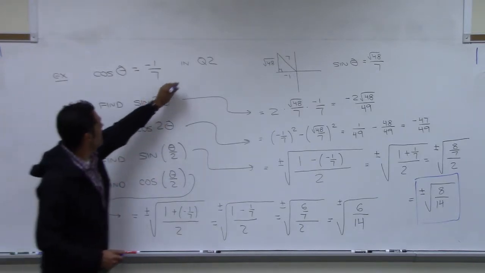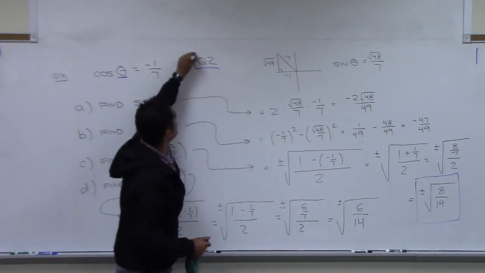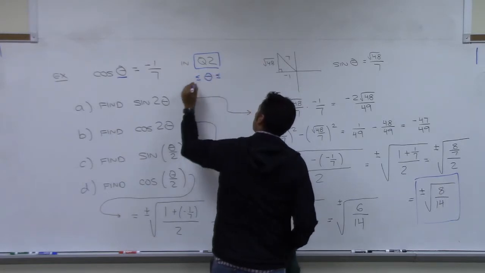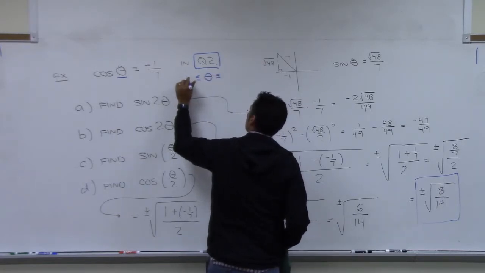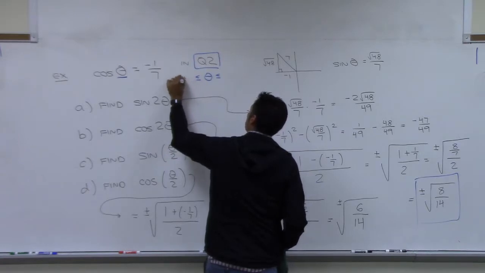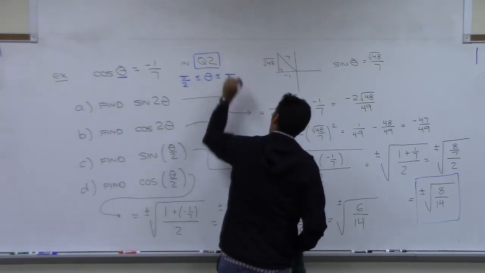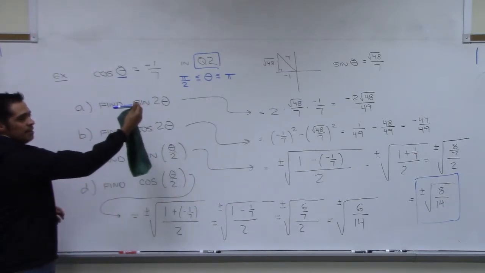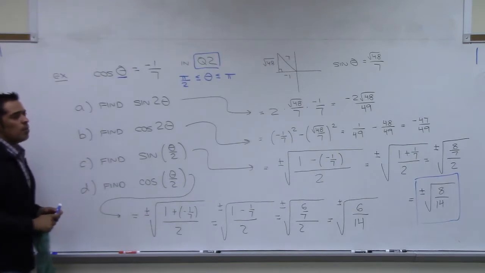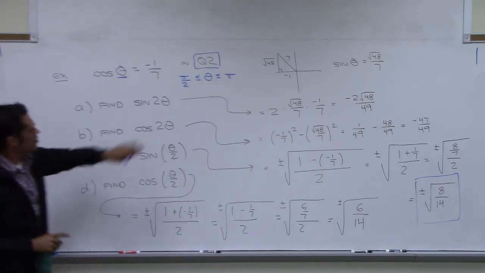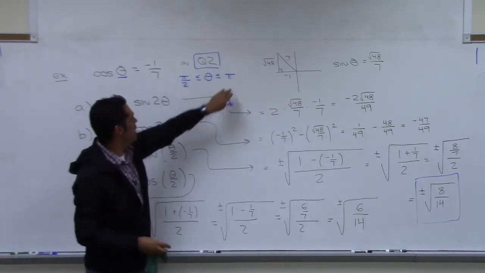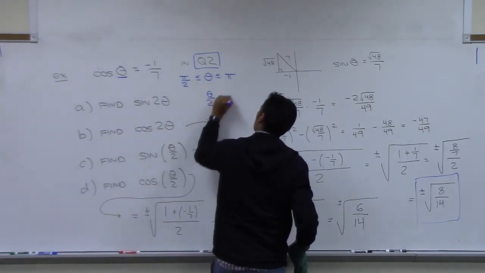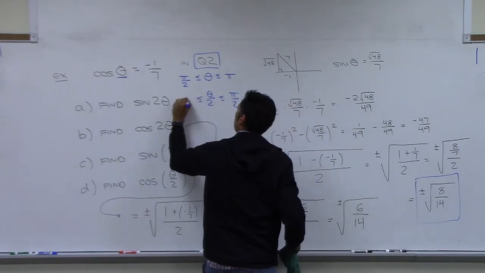See, we know where theta is, right? Theta was in quadrant 2. What does that mean? Theta was between pi over 2 and pi, quadrant 2. That's quadrant 2, between pi over 2 and pi, yes? So where would theta over 2 be? So divide this by 2, this by 2, this by 2. Where would theta over 2 live? Pi over 2 and pi over 4.